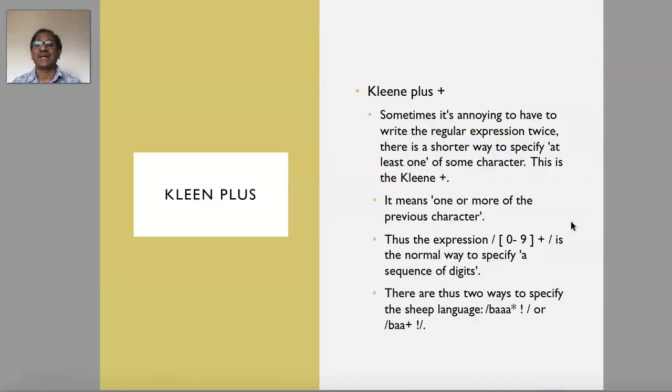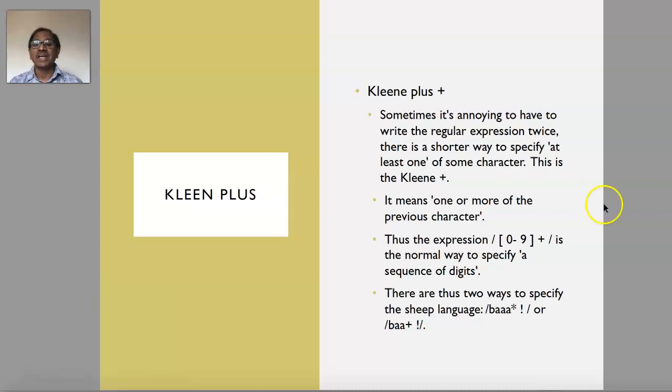We have another operator here, Kleene plus. Kleene plus, where do we use it? Sometimes it is annoying to have to write the regular expression twice. You don't want to write the same thing twice. There is a shorter way to specify it: at least one of some character. That is the Kleene plus. Kleene plus says 1 or more. While Kleene star said 0 or more, Kleene plus is 1 or more of the previous character.